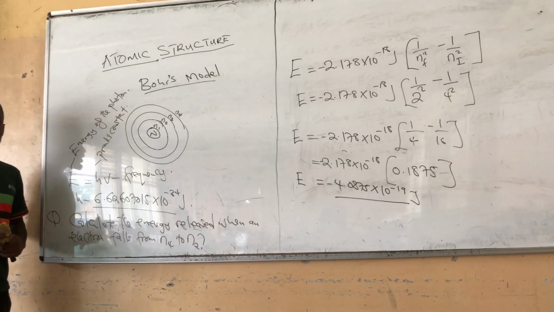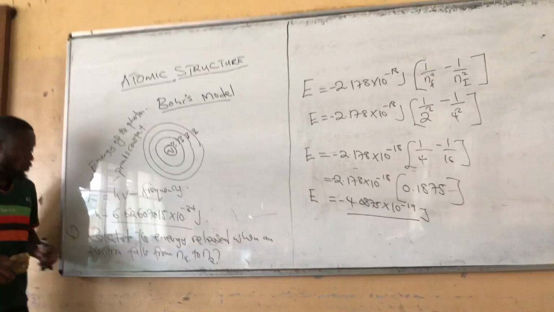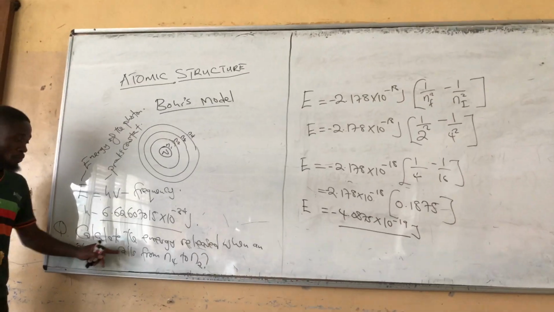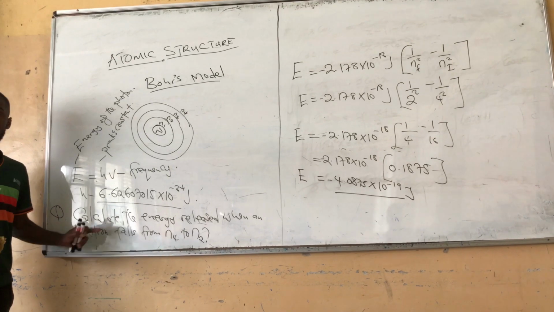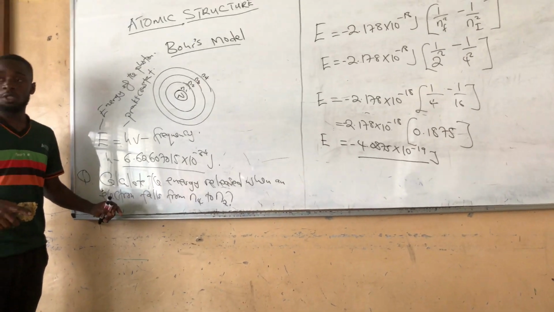So let's move forward here. Calculate the energy released when an electron falls from this energy level to another energy level. So from this energy level to another energy level.